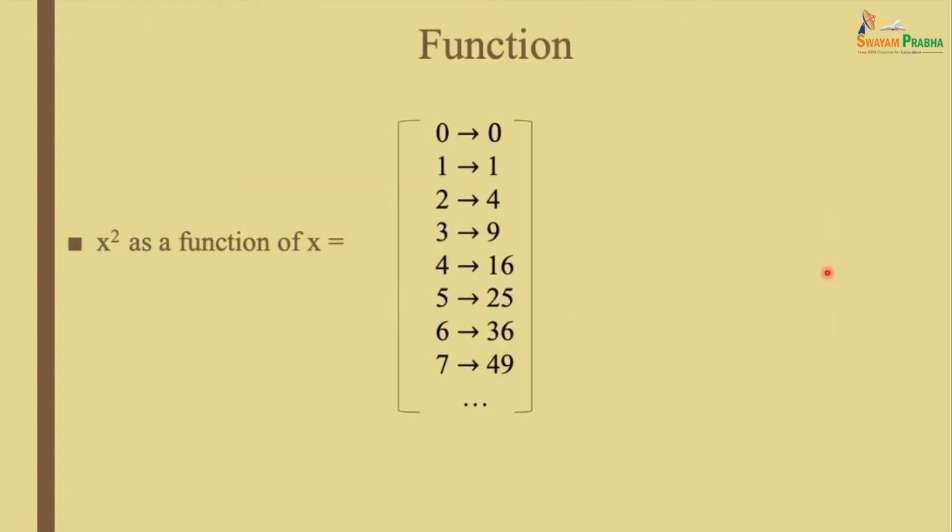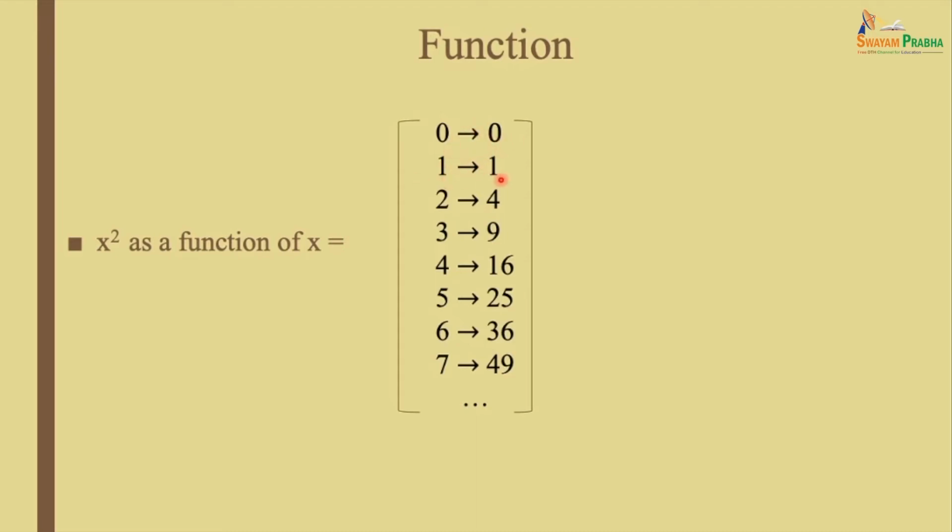And what is this function? I'm sure many of us know what it is, but for those who don't, just to introduce it. Now, a function is something like this. So x square as a function of x would be like this. It's a mapping. Every function is a mapping. What kind of a mapping? That is, one thing can be mapped to one thing only. One thing cannot be mapped to two or more things, right? For example, this function takes 0 and 0 square is 0.